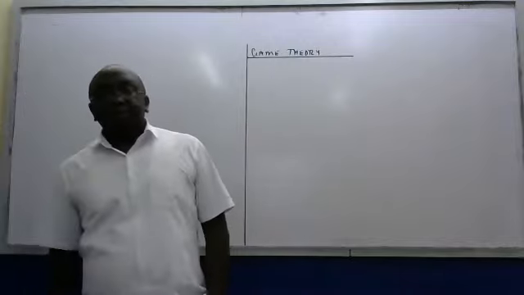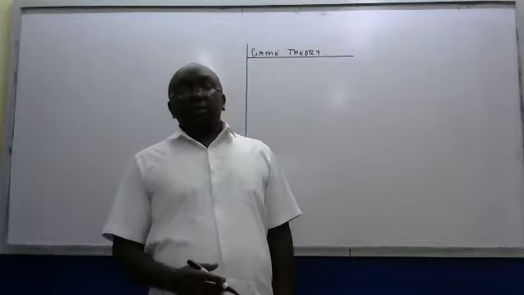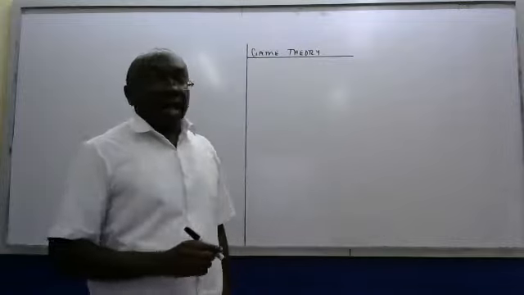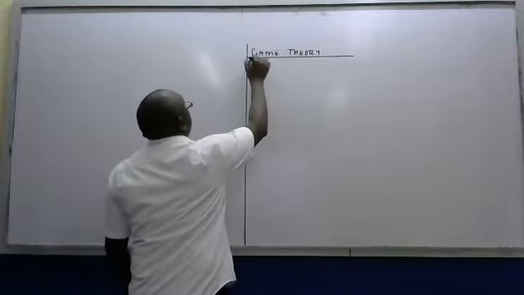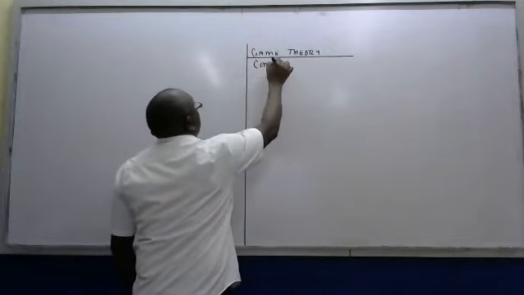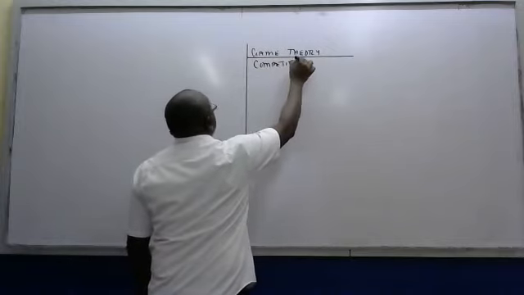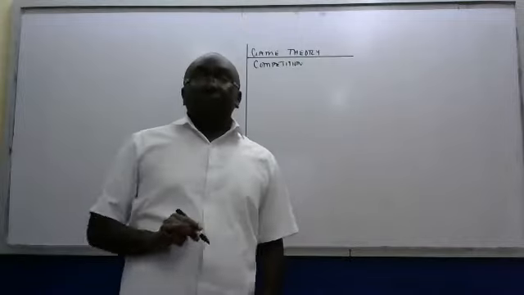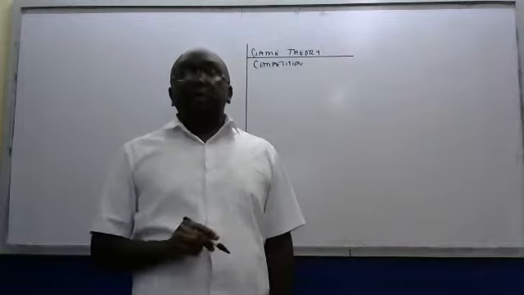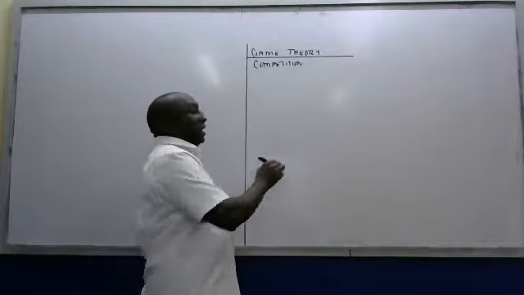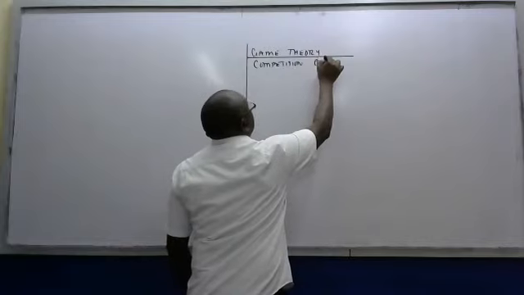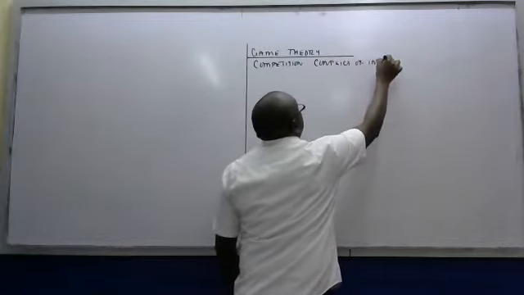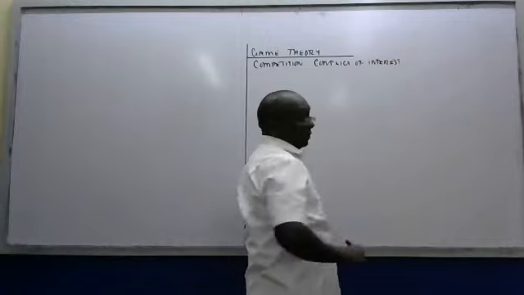Now, game theory is a decision-making technique that is used in an environment of competition. Competition is said to exist if there is a conflict of interest. If there is a conflict of interest, that's when we say there is competition.